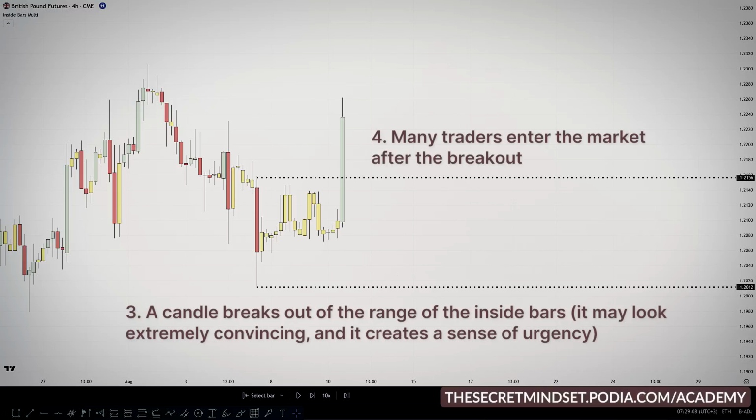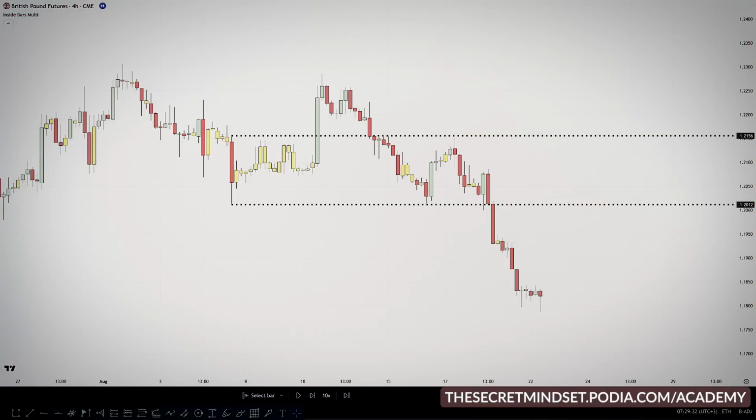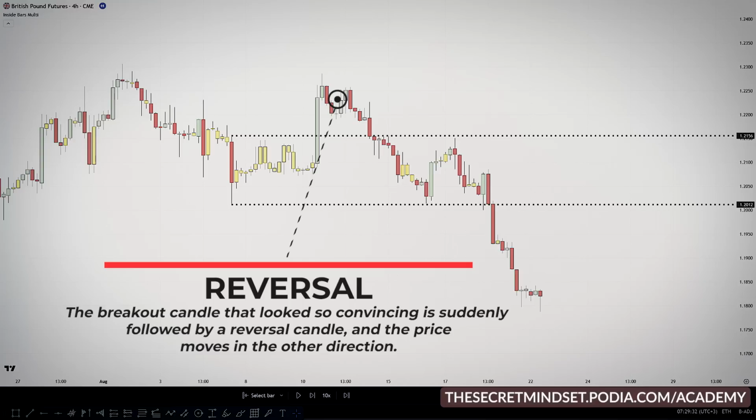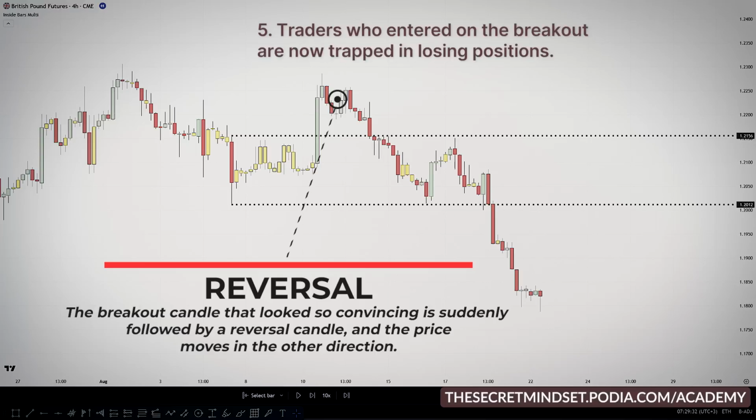Many traders enter the market at this point. They believe the breakout is real, and they don't want to miss out on the potential profits. And this is exactly what the big players want. They've lured the traders into the market at the worst possible moment. Then the price reverses sharply. The breakout candle that looked so convincing is suddenly followed by a reversal candle, and the price moves in the other direction. Traders who entered on the breakout are now trapped in losing positions.